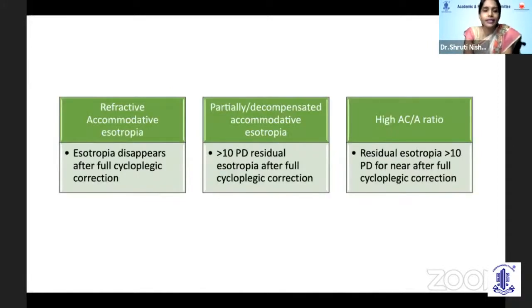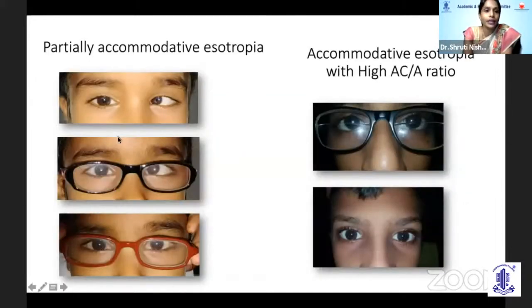Now, is it just a single entity or is there a spectrum? You can see that the patient we saw was a purely refractive accommodative esotropia, where the esotropia disappears after full cycloplegic correction. There's an entity where it is partial or decompensated, where in spite of wearing the full cycloplegic correction, more than 10 PD residual esotropia occurs. And then there's the entity with high AC/A ratio where there is a near distance disparity. Here you can see that there's an ESO which is partially corrected with glasses and then fully corrected after the surgical procedure. Here you have to instruct the parents that the ESO will remain once the child removes the glasses, but about 10 years of age, it will generally disappear along with the refractive error.